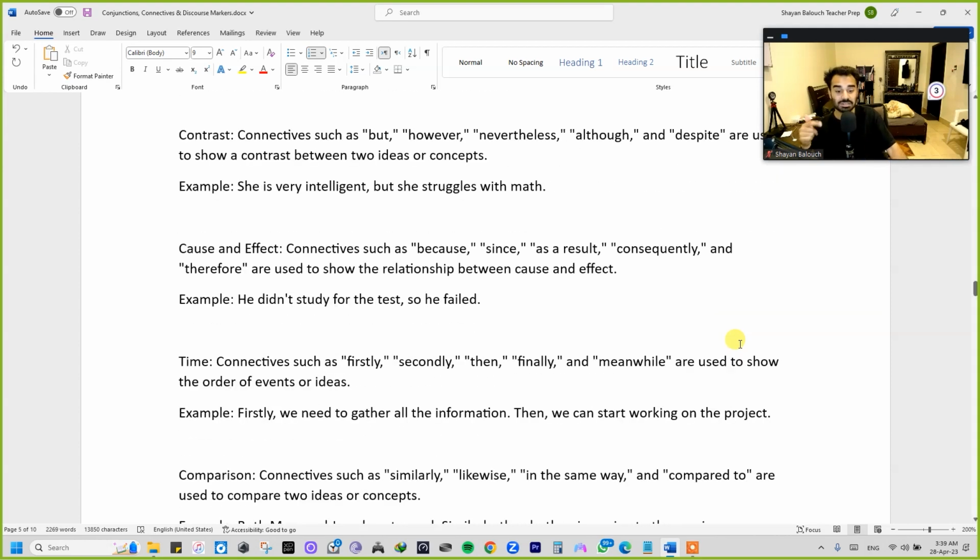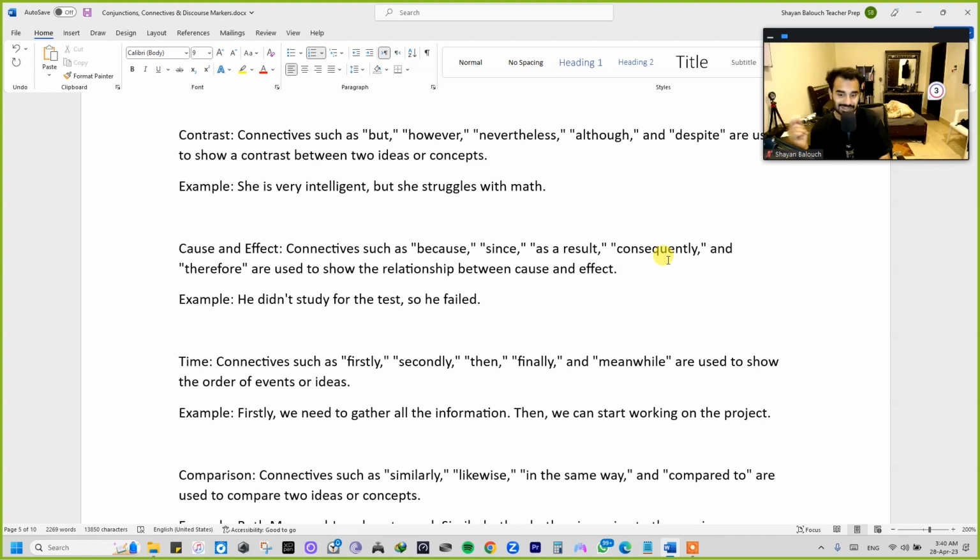Cause and effect. Cause and effect means to show the result of something. For example, connectives such as because, since, as a result, consequently, and therefore. The word consequently comes from the word consequence, like a result of something. These are used to show the relationship between cause and effect.